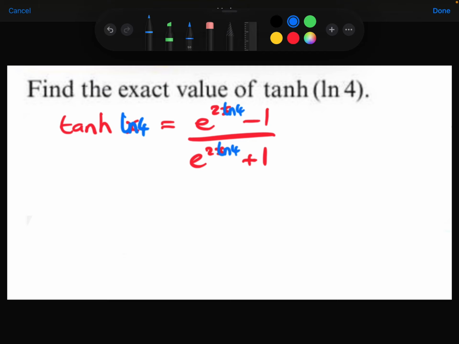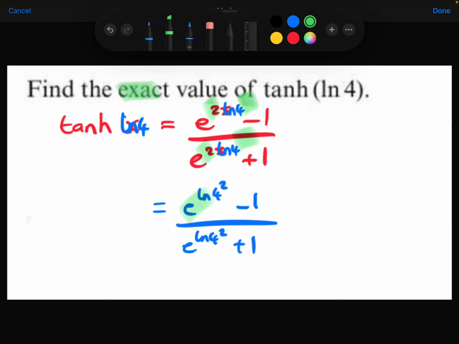In order to work that out, notice I want the exact value here. So I'm going to take this 2 and move it to be a power on the 4. So I'll get e to the ln4 squared minus 1 over e to the ln4 squared plus 1.